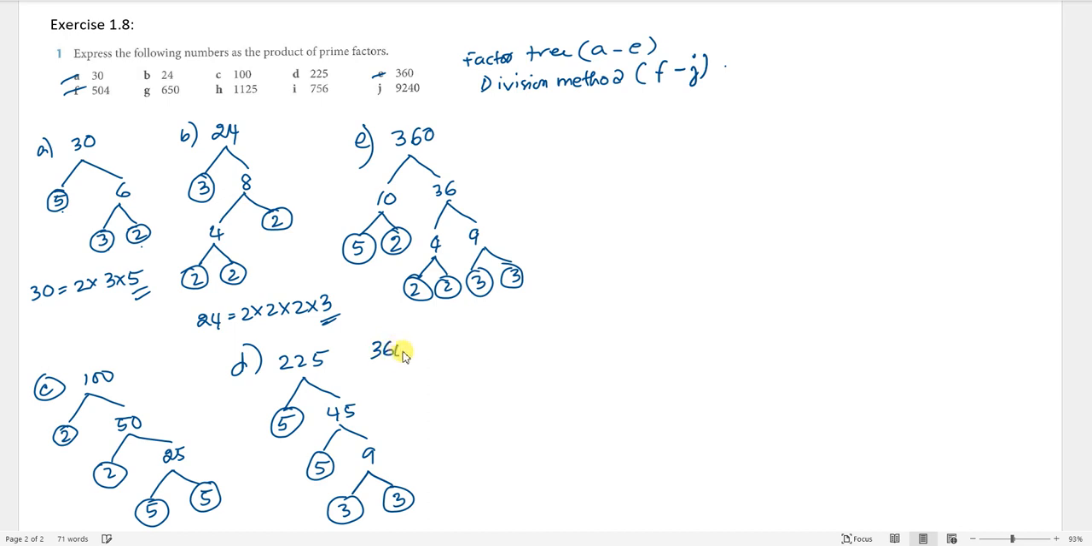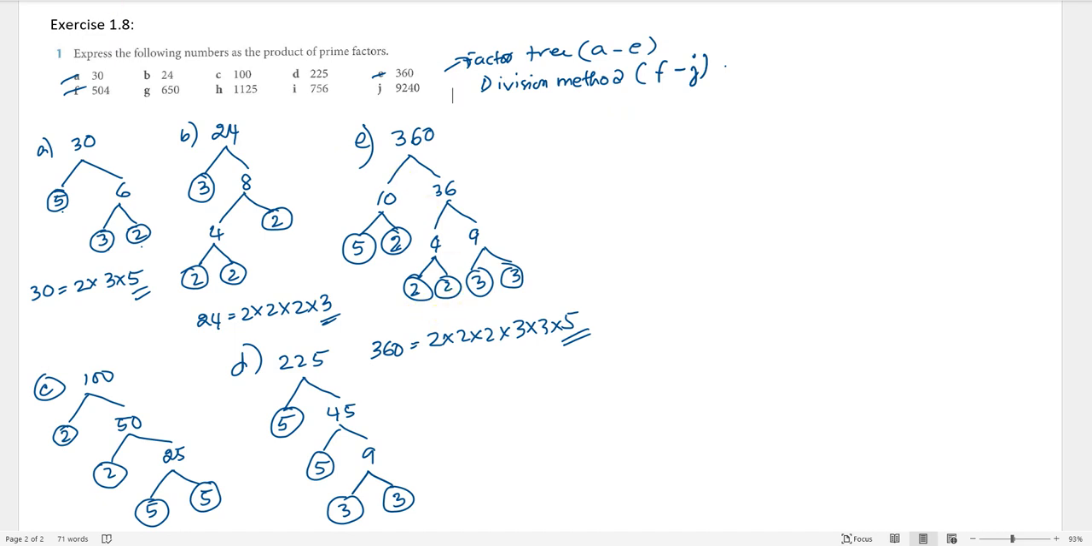So 360 is equals to 2 times 2 times 2, then we have 3 times 3 times 5. Okay, that's the end of the factor tree method. We are going to start with the division now.